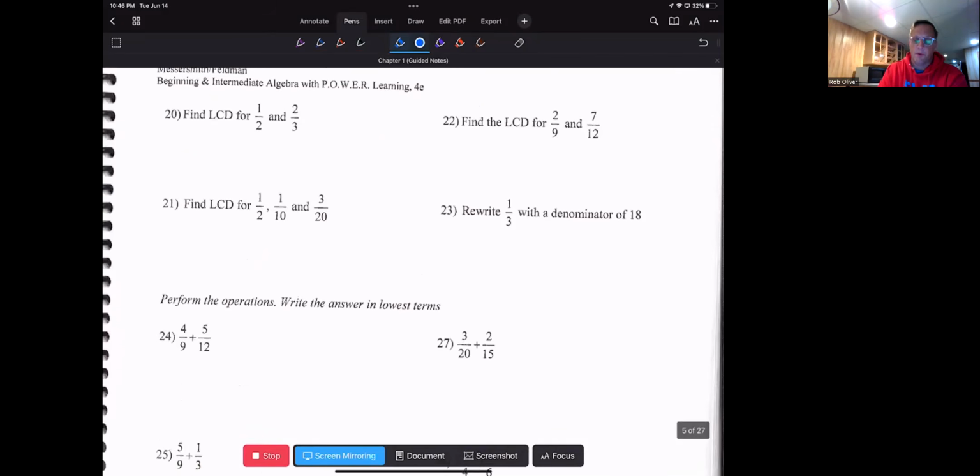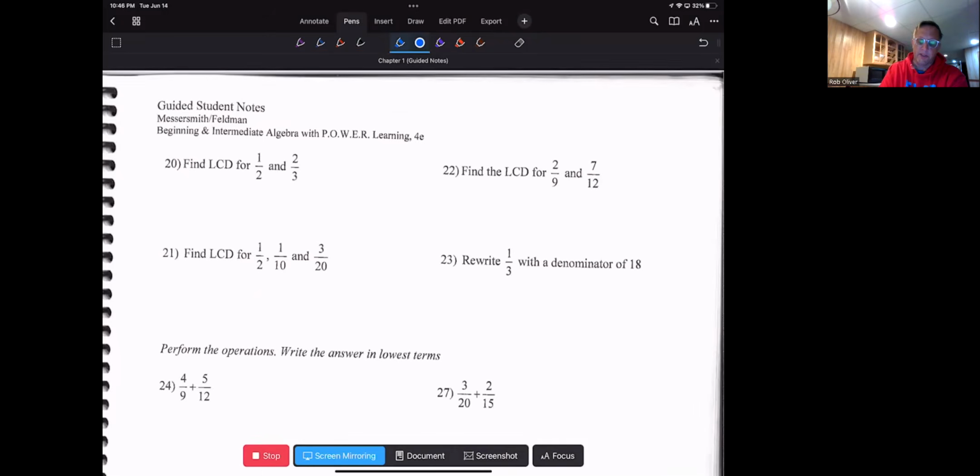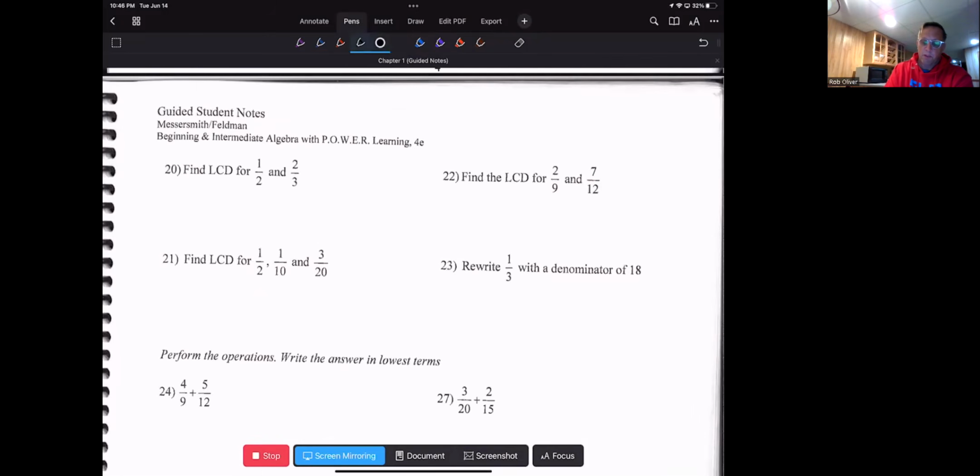All right, so for number 20 through number 21, we're just finding LCDs here. So for number 20, find the LCD of 1/2 and 2/3. So we're going to focus on these things. We're not really changing the fractions. We're just looking for what that denominator is going to change into.